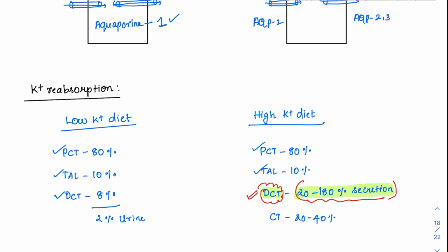So this potassium level, whenever it goes beyond a level, is very dangerous for the person. That's why it should be prevented.